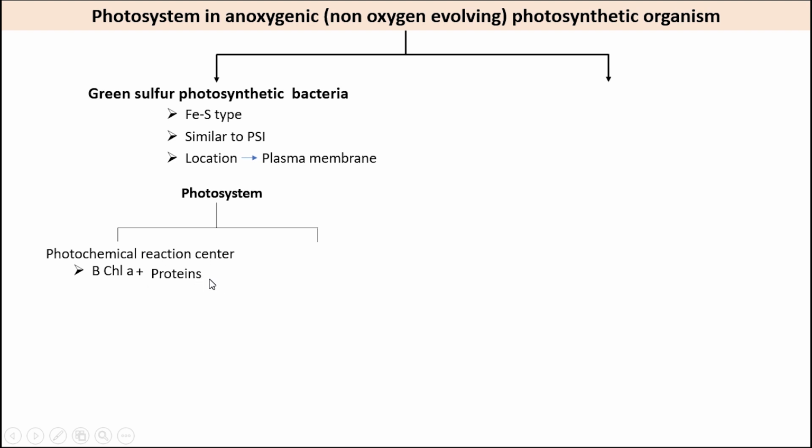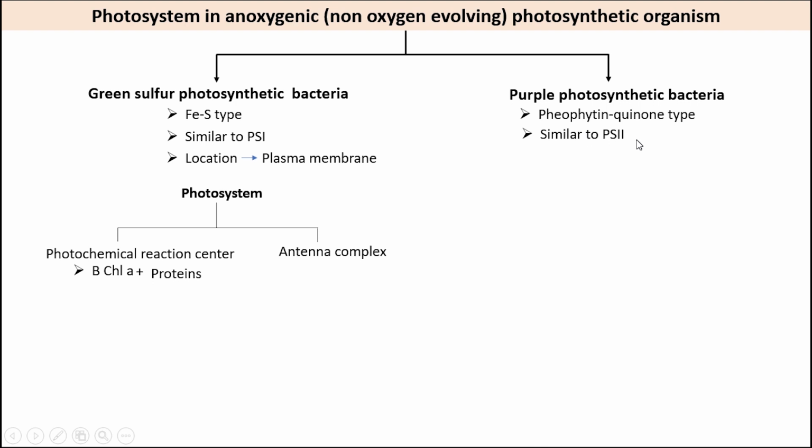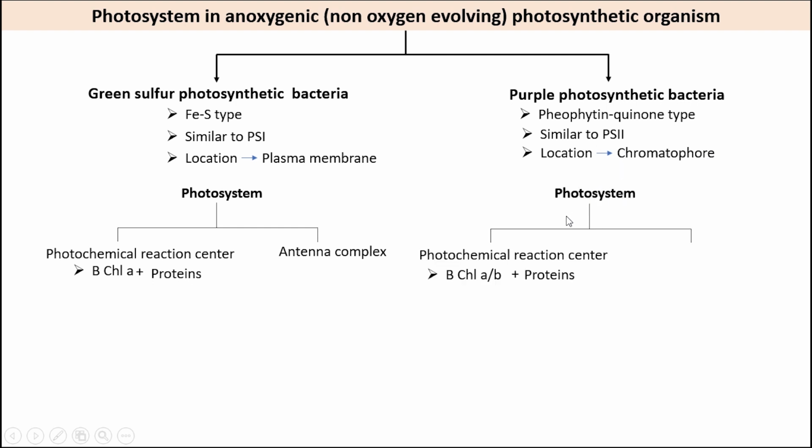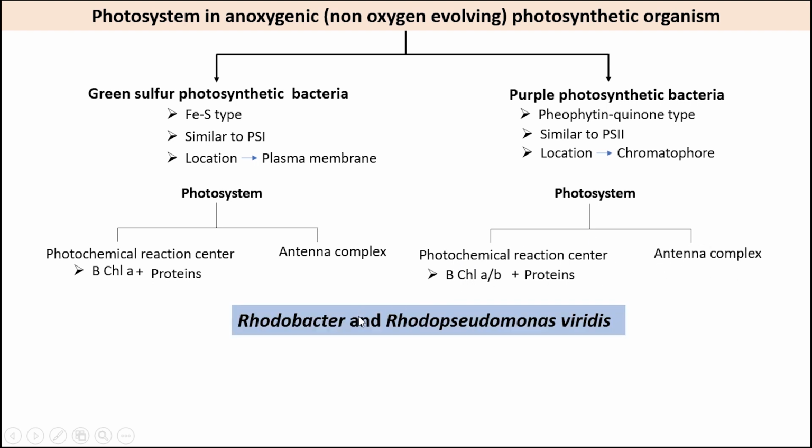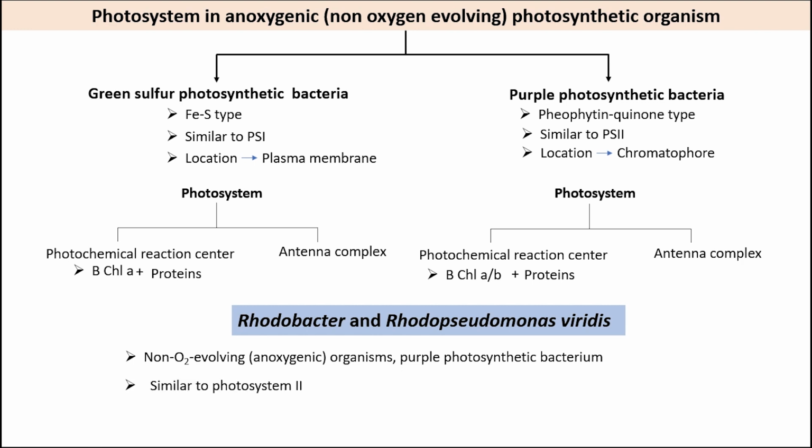Purple photosynthetic bacteria. It contains pheophytin-quinone type photosystem. It is similar to photosystem 2 in oxygenic organism. It is located in chromatophore. It contains bacterial chlorophyll and proteins in photochemical reaction center. Rhodobacter and Rhodopseudomonas viridis. It is non-oxygen evolving, anoxygenic, purple photosynthetic bacterium. It contains pheophytin-quinone type photosystem, which is similar to photosystem 2.